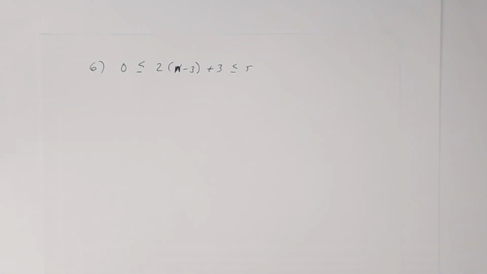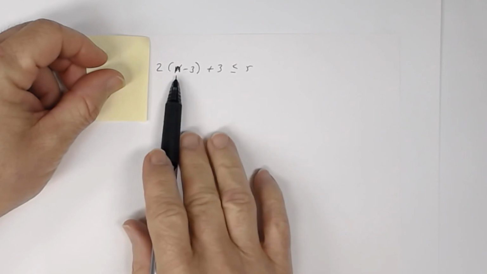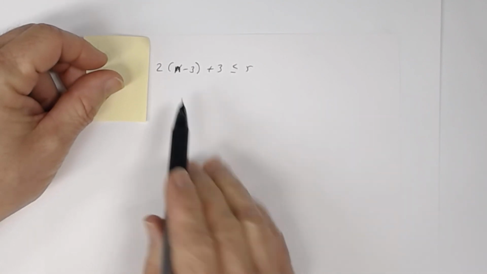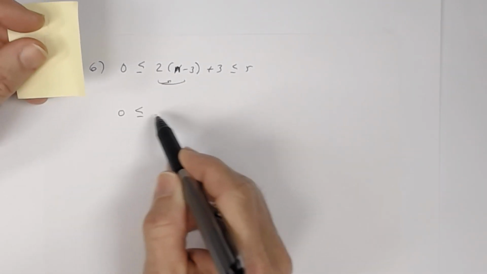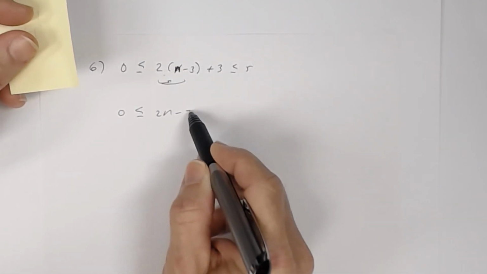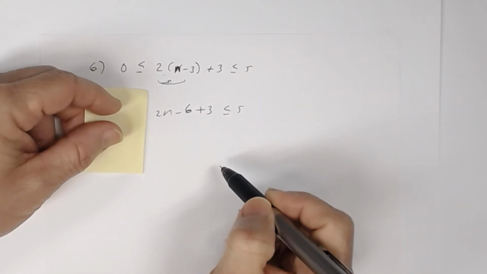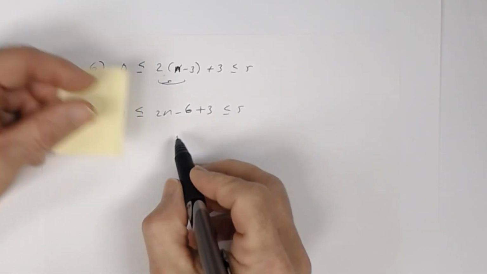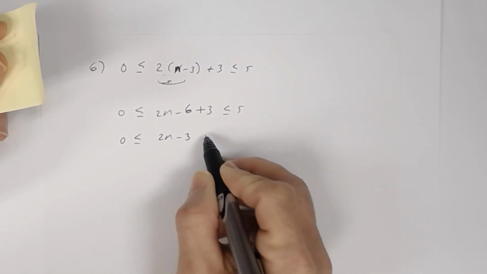If you cover this part up, in a previous lesson you know how to deal with this linear inequality. You're going to use the distributive property first. So I get 0 is less than or equal to 2n minus 6 plus 3 is less than or equal to 5. Combine like terms: a negative 6 and a positive 3 is a negative 3, so this becomes 0 is less than or equal to 2n minus 3 is less than or equal to 5.